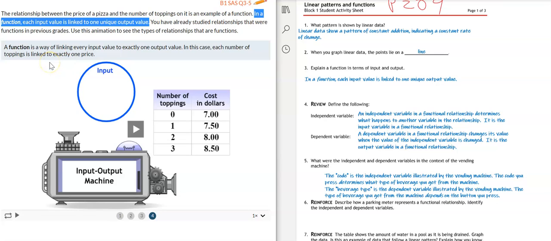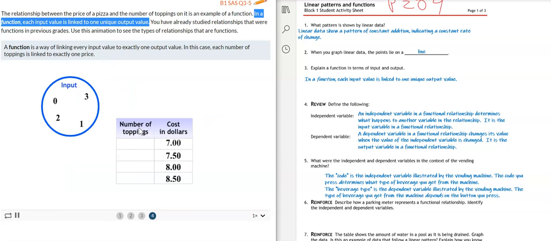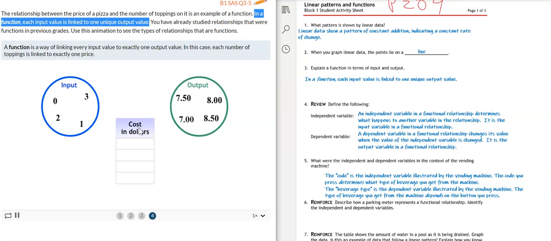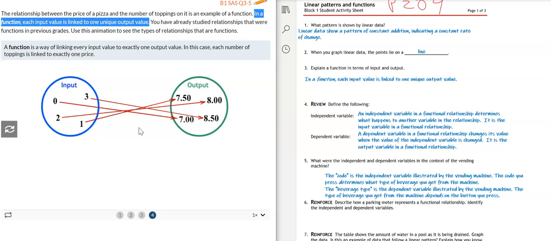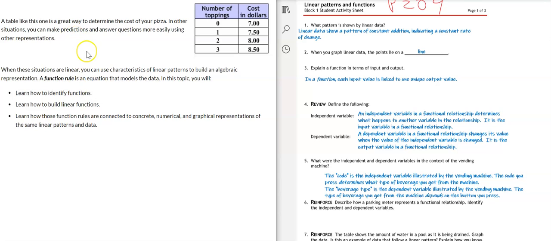A function is a way of linking every input value to exactly one output value. In this case, each number of toppings is linked to exactly one price. Every input has exactly one output. Okay. A table like this one is a great way to determine the cost of your pizza.